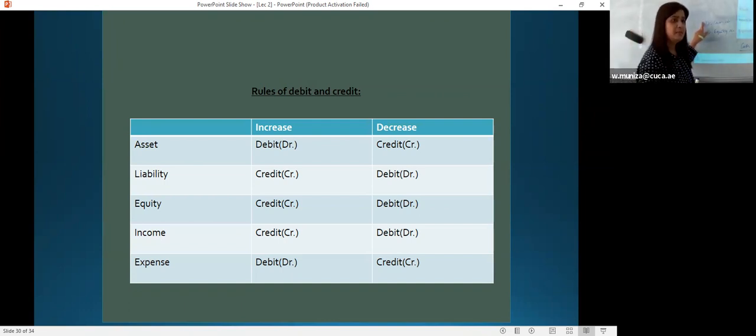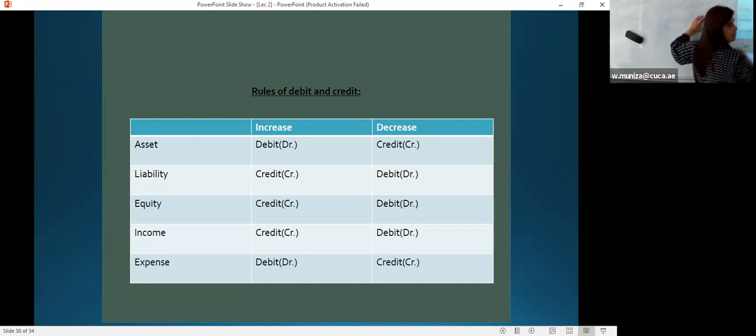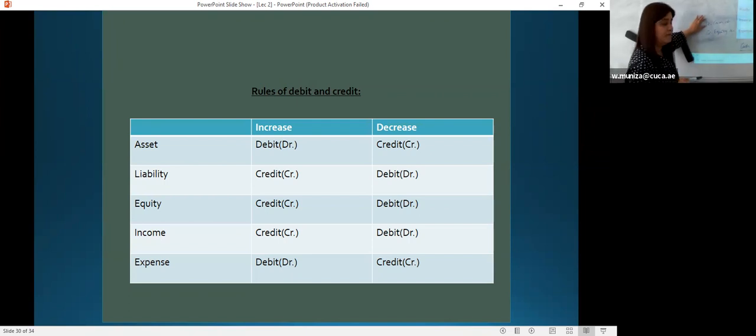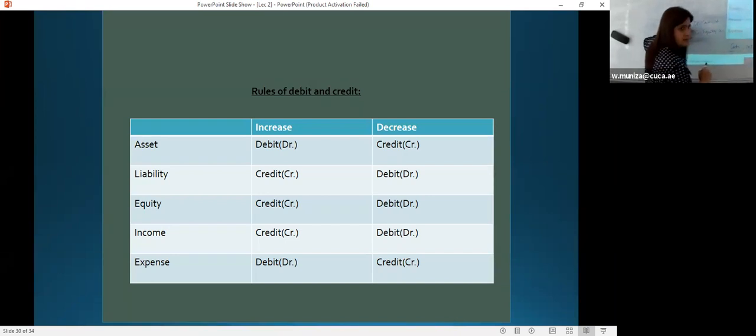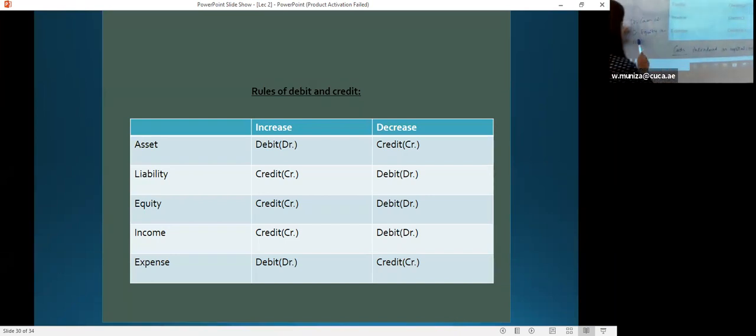Which thing is coming in the business? Please keep in mind the business entity concept. Which thing is coming in the business? Yeah. Cash is coming in the business. Asset has increased. We are going to debit it. Which account do we have to credit? Equity. Right of the owner in the business has increased. Increase in equity, credit. We are going to credit equity.